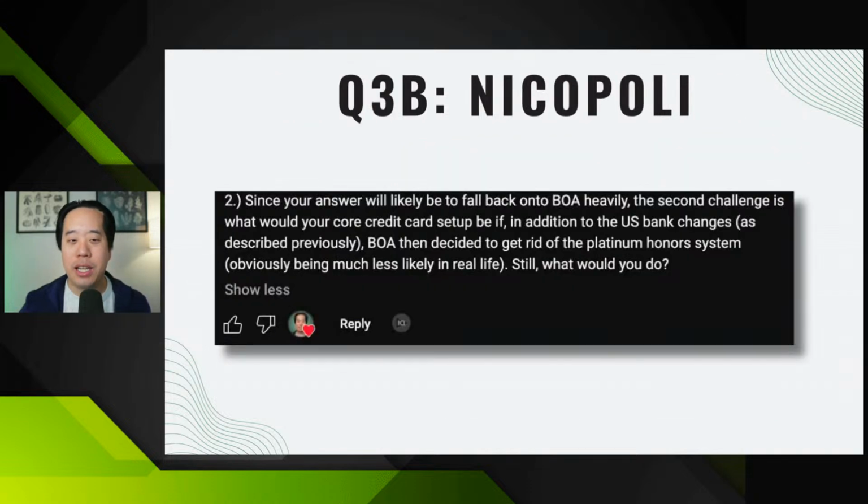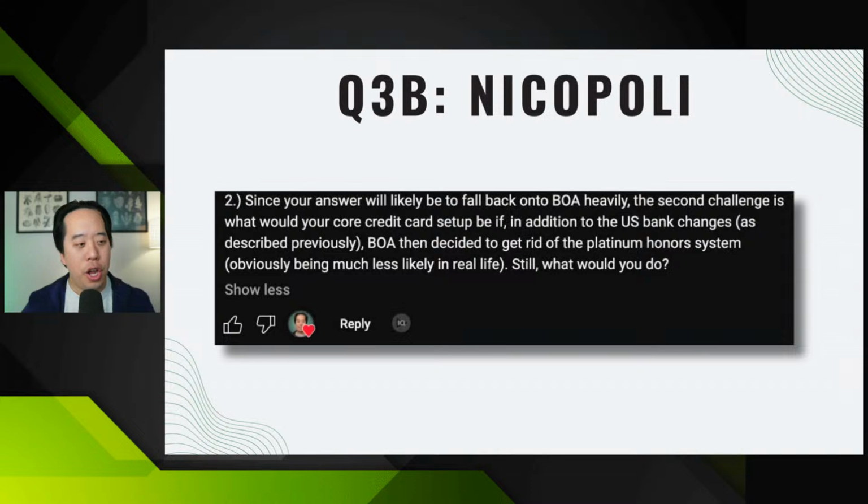So he had a second follow-up question, and he says, since your answer will likely be to fall back on the Bank of America system heavily, the second challenge is, what would your core credit card setup be in addition to the US Bank changes as described previously? So if they decide to get rid of the Platinum Honors system, which is not going to happen, by the way, less likely, obviously, what would I do?